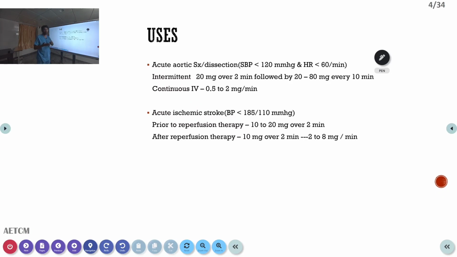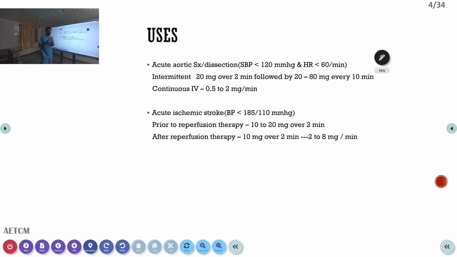Here you have to reduce the BP and keep the systolic BP less than 100 to 120 mmHg, and the heart rate less than 60. Initially we will give Labetalol as intermittent bolus doses like 20 mg over 2 minutes, followed by doubling the doses, up to nearly 80 mg, every 10 minutes.